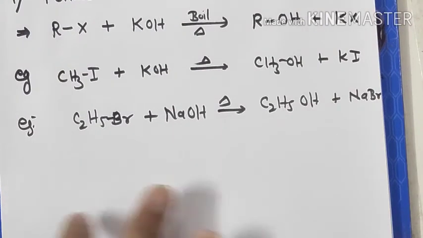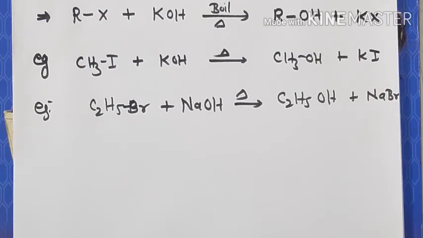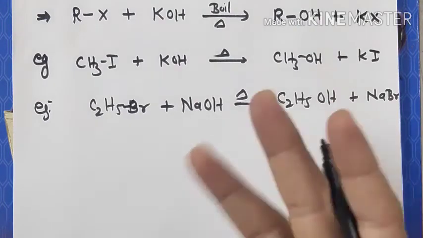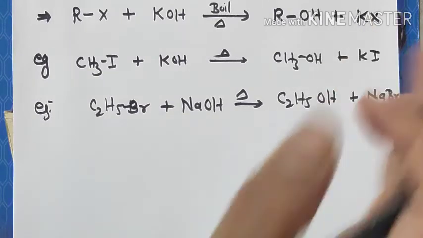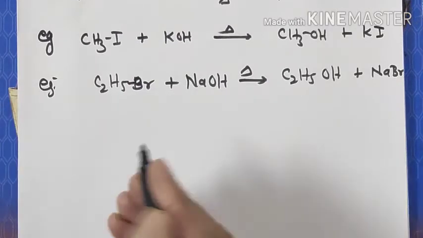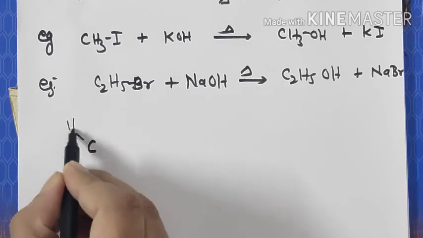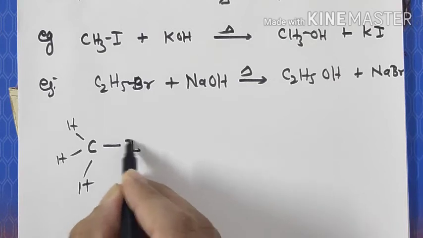Now students, we'll be understanding the mechanism in great detail when we study SN1 and SN2 reactions. But for the time being, to make things a bit understandable, so that the other reactions which come further are simple, we'll understand it somewhat here. Now let's see. I have taken CH3 and here suppose I have I.